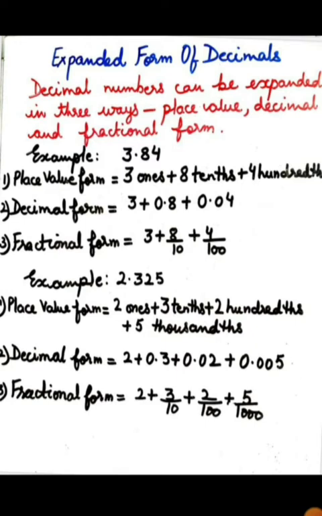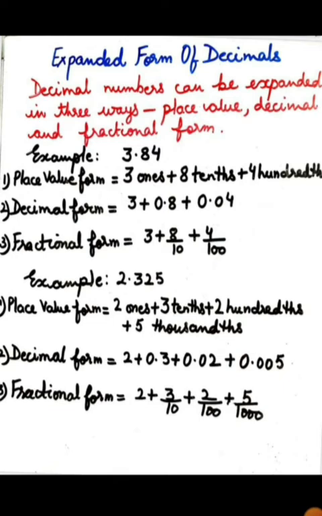The given number is 3.84 and you have to write the expanded form of 3.84 in the 3 types: fractional form, decimal form and place value form. First of all, start with place value form. Here you will write each digit with its place value. On the left side of the decimal, the digit 3 is given and its place value is ones. So you will write 3 ones.